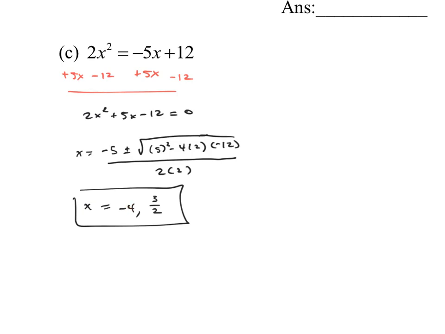Plug in negative 4 to the right-hand side of the equation. Negative 4 times negative 5 is a positive 20. Positive 20 plus 12 is a 32. So on the left, I'd have a 32. On the right, I'd have a 32. Negative 4 is a proper solution.